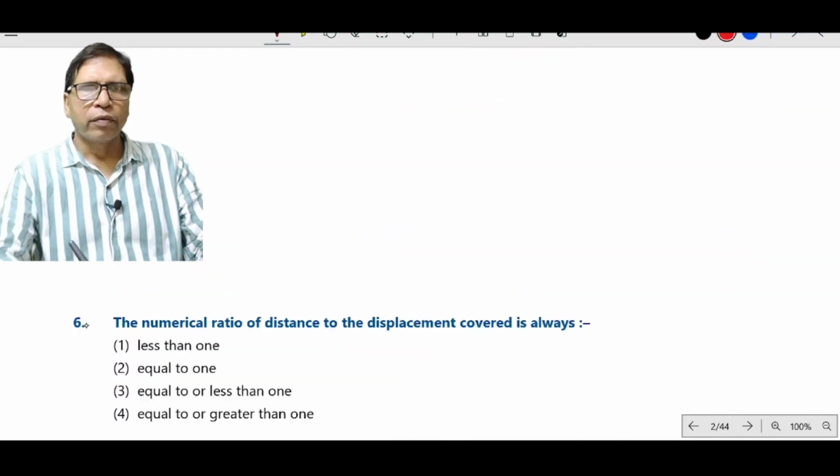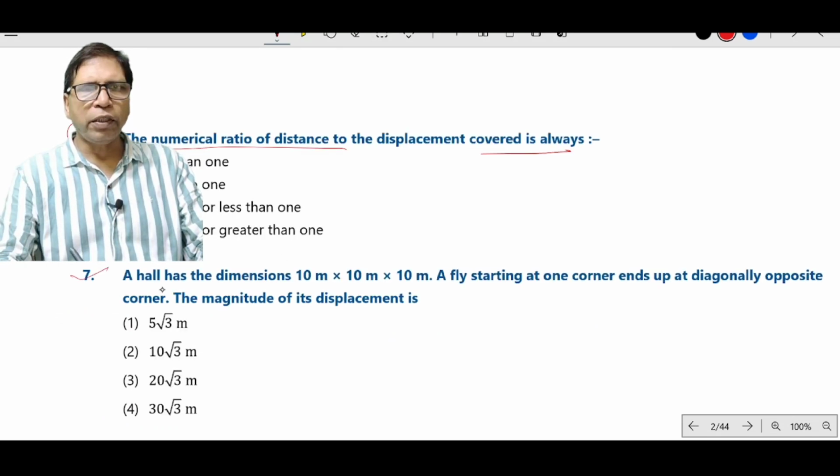Okay. Question 6. The numerical ratio of distance to displacement covered is always greater than or equal to 1. Okay, option 4 is correct.